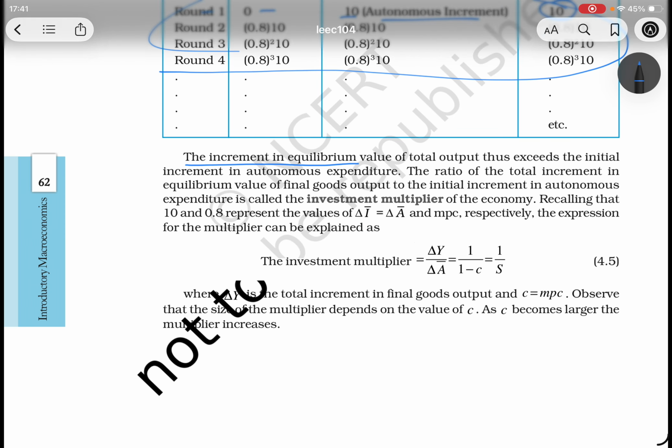The increment in equilibrium value of total output thus exceeds the initial increment in autonomous expenditure. The ratio of the total increment in equilibrium value of final goods output to the initial increment in autonomous expenditure is called the investment multiplier of the economy, recalling that 10 and 0.8 represent the values of delta I equals delta A dash and MPC respectively.